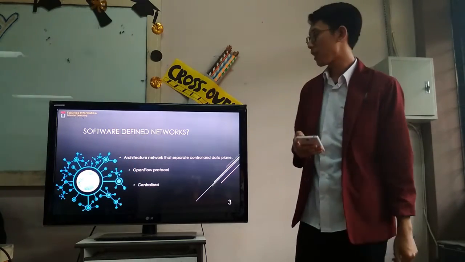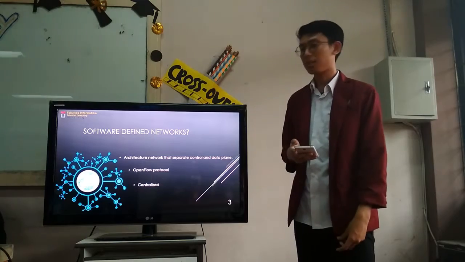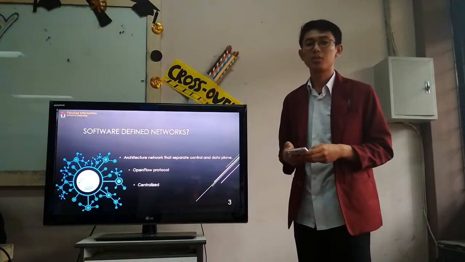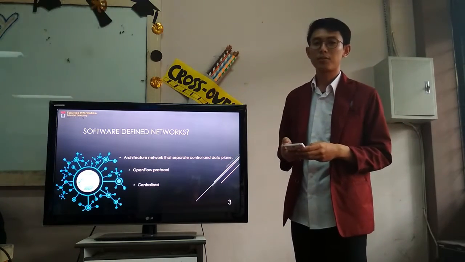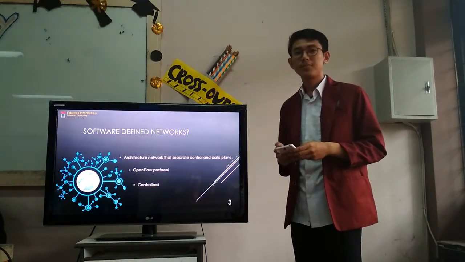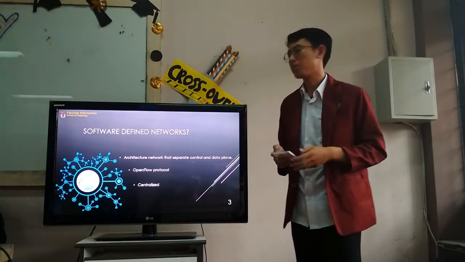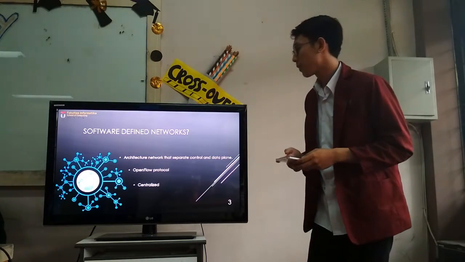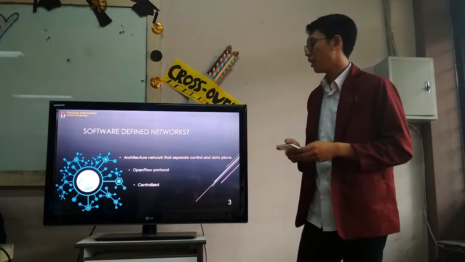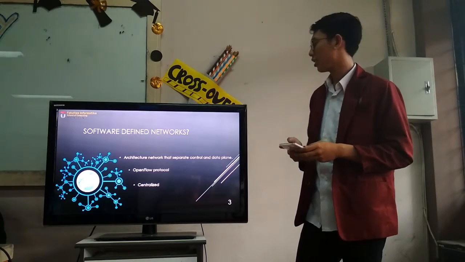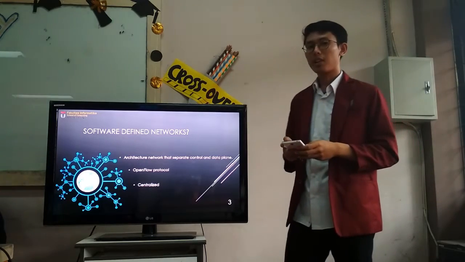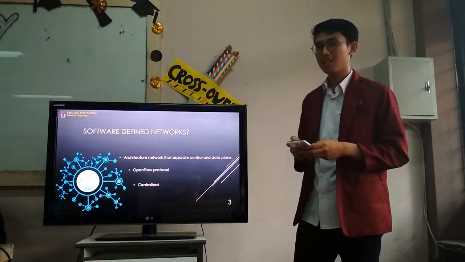Okay, software-defined network. What is software-defined network? Software-defined network is a network architecture that separates the control and data plane. The control plane here is managing the network, such as the path from the sender to the receiver, and the data plane is for carrying the information from the sender to the receiver. Okay, and the OpenFlow protocol is the default protocol that SDN has. The OpenFlow protocol manages the control plane and data plane, and it is centralized. In software-defined network, we are centralizing the network.